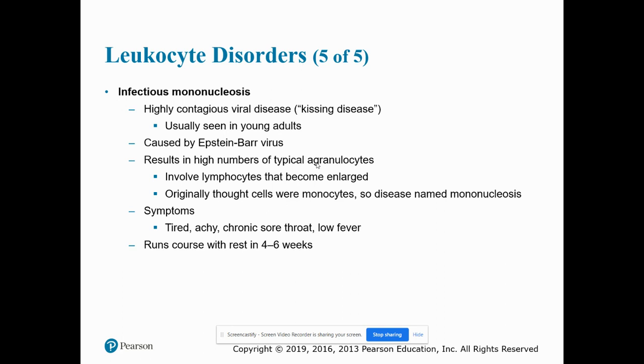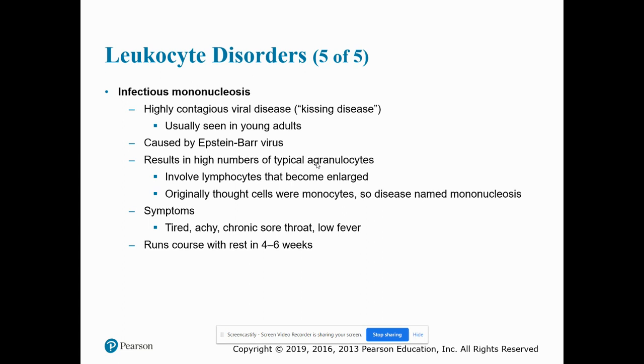Infectious mononucleosis, or mono is what most people call it, or the kissing disease, is a highly contagious viral disease typically seen in young adults like high schoolers, maybe even college, but that was something I saw more in high school.